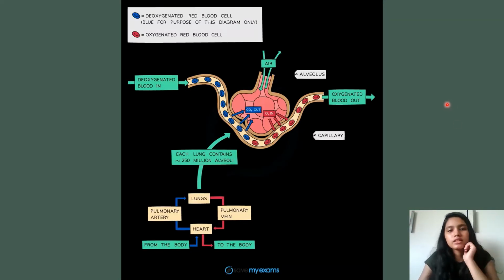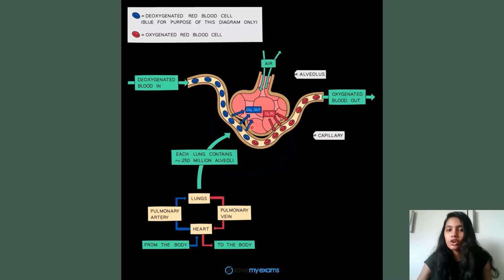Okay, so now this is basically how your gas exchange system works. In chapters 11 and 12 in biology, deoxygenated blood is always symbolized or implied with blue color, and oxygenated blood is red color. So let's just keep that in mind. Okay, so this is a capillary. So deoxygenated blood flows through the capillary.